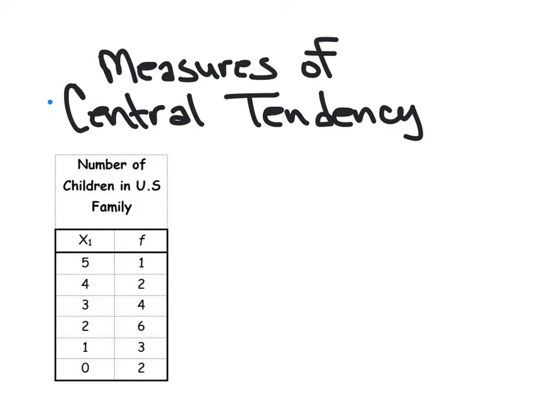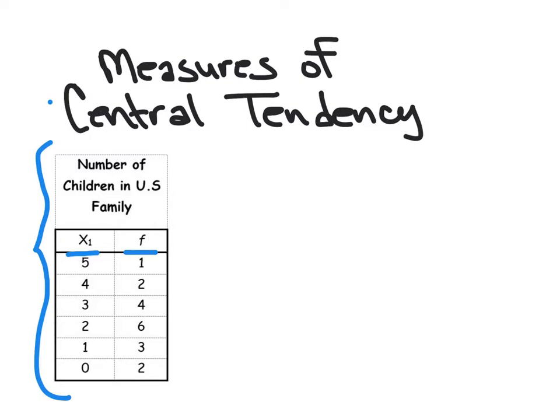We're going to go ahead and go through calculation of the measures of central tendency using a frequency distribution. As you can see here, we have the number of children in the US. Here are the potential scores, or the potential number of children, and here are the frequencies. So this would be a frequency table that we're going to use.